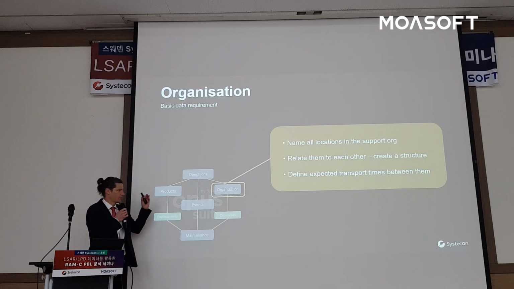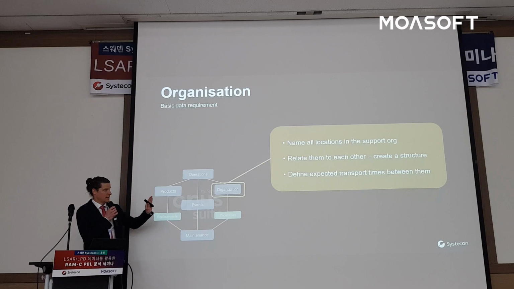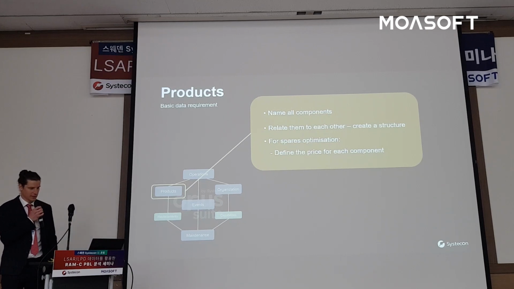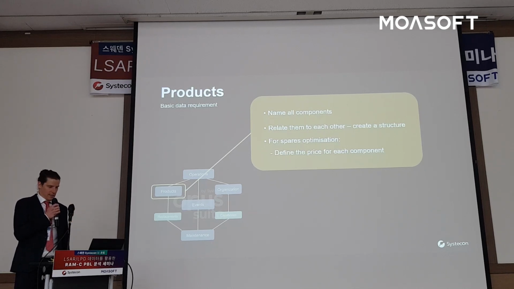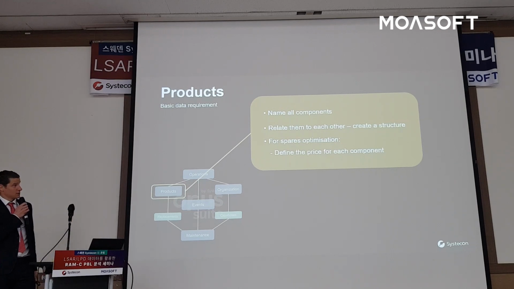And of course, there are again a lot of additional data, but this is the basics that you need. When it comes to the products, you name the components of your product and relate them to each other again. It can be a flat structure, everything below a top level, or it can be any detailed level as you wish. And for the spares optimization, we also need to define the prices for each component.